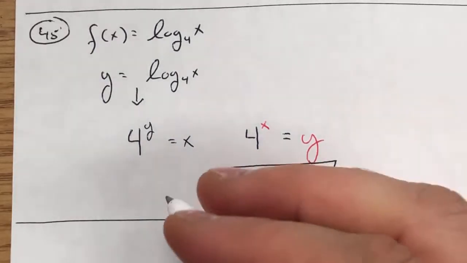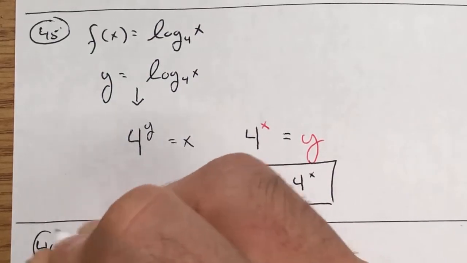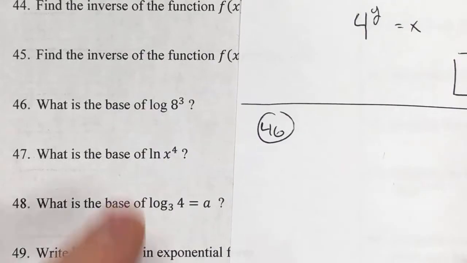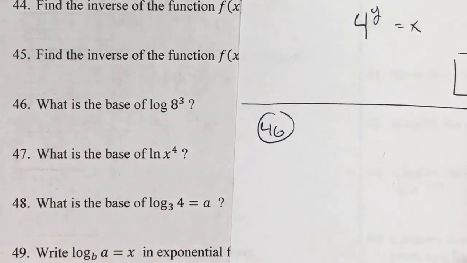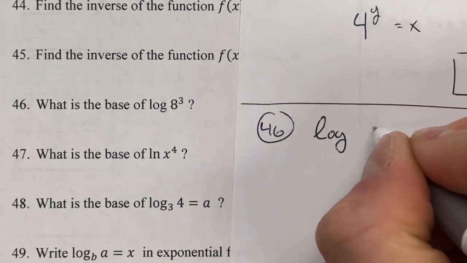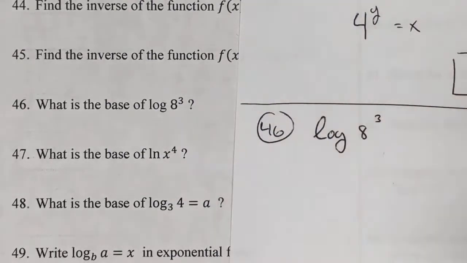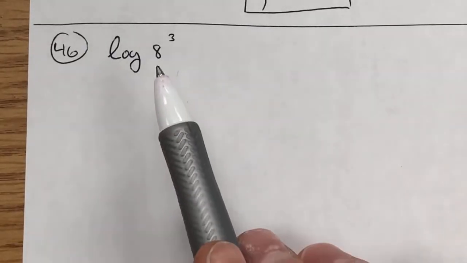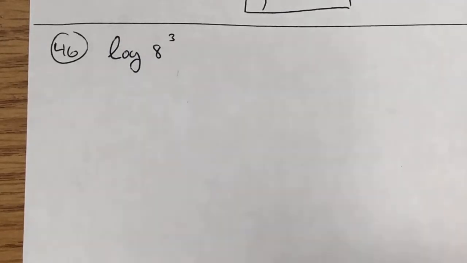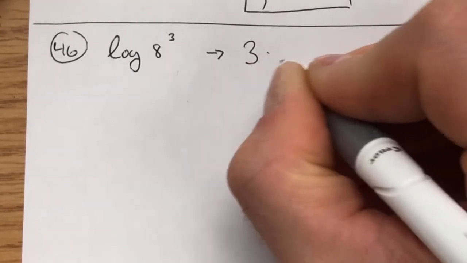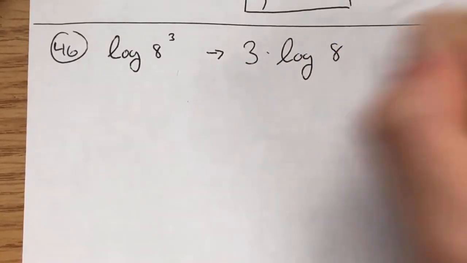Let's take a look at 46. Okay. So 46, what is the base of log 8, 3? So I'm looking at this expression, log 8, 3. So this is asking if we know how to rewrite logarithmic functions. The first thing that I notice is that anytime I have a power in a log, I can rewrite that as 3 times the log of 8.